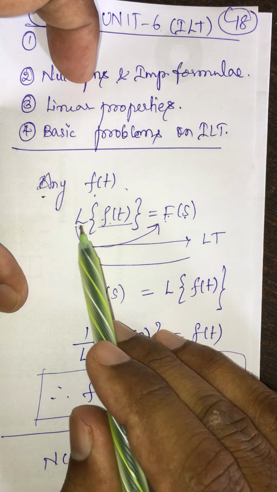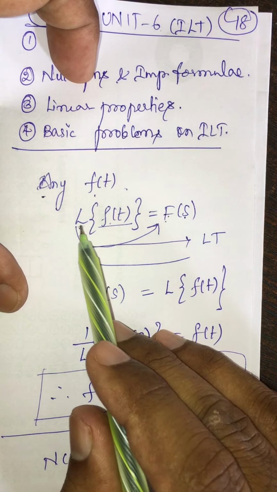And some important formulas in Laplace transform: we know that the Laplace transform of 1 is 1 by s. Similarly, now we can write the inverse Laplace transform. This is the Laplace transform. Now for the inverse Laplace transform, by taking L to this side, L inverse of 1 by s is equal to 1. Similarly, we can discuss some basic formulas.